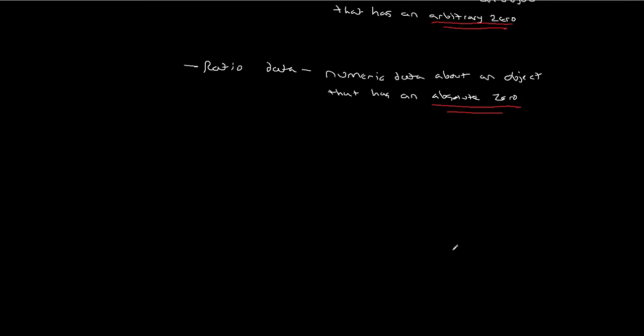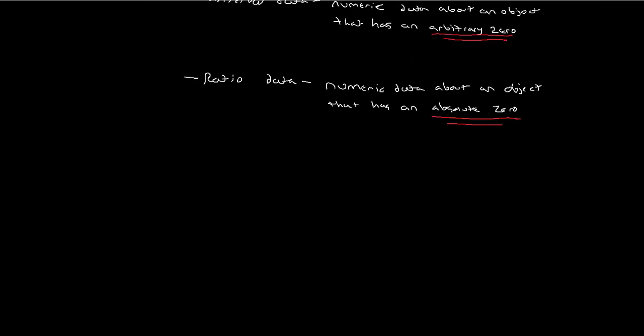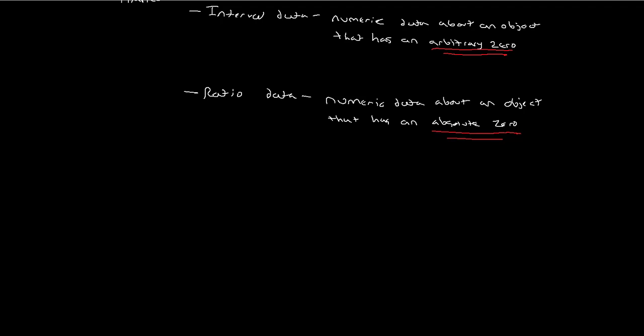So what does that mean? What an arbitrary zero means is that zero of whatever we're measuring, whatever the measure of that data is, was chosen arbitrarily by whoever developed the scale. Absolute zero, on the other hand, means that whatever you're measuring, zero actually means that there is nothing. That zero means there is nothing of that measured data. I know that doesn't necessarily make a lot of sense, so let's talk about an example of arbitrary versus absolute zero.